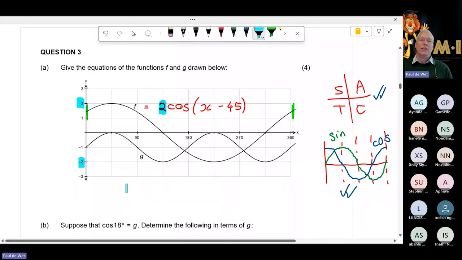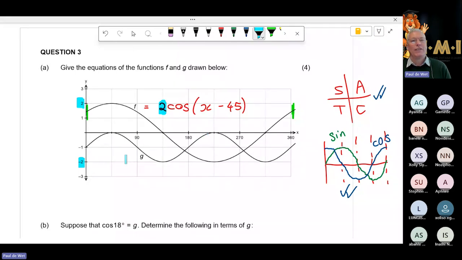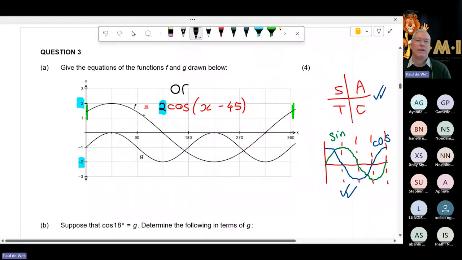Now, you've said cos graph moved 45 degrees which way? To the right. Okay. A cos graph moved 45 degrees to the right. Yes. Okay. Is there another answer for this? Anybody? Could this be a sine graph?